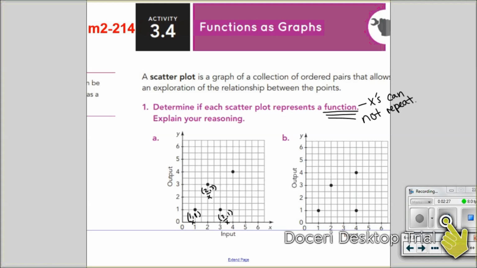And then our last point, if we look, is right 4 and up to 4. So that means our ordered pair would be (4, 4). Again, the x is what we're looking at. That's why I've underlined the x values. So let's look just at the x's real fast.